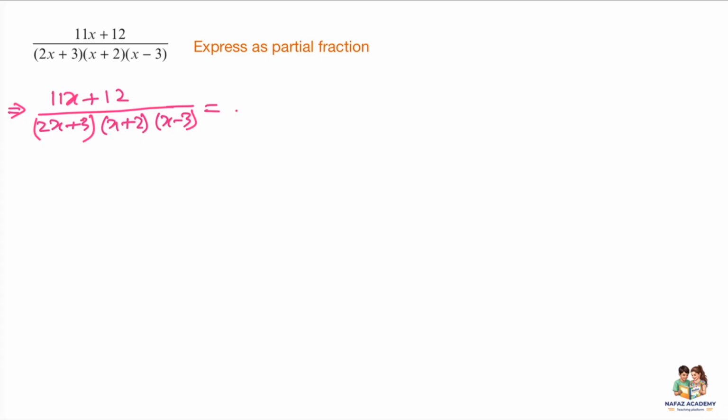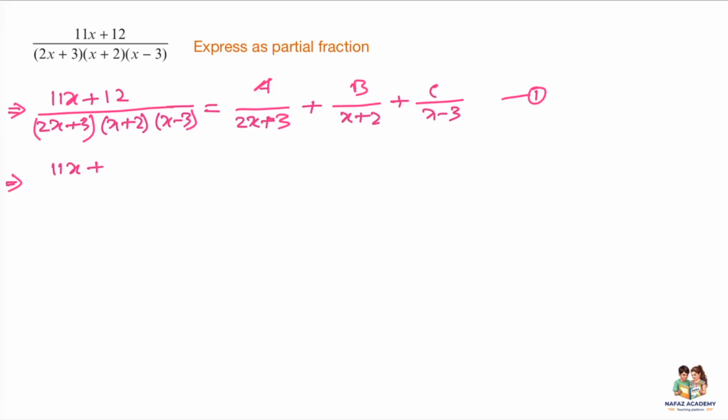Write the equal sign. And what is the rule? The rule is A over the first factor, 2x plus 3. You can write any factor below the B or A. So B over x plus 2 and C over x minus 3. Equation number 1. Now we have to take the LCM on the right side.